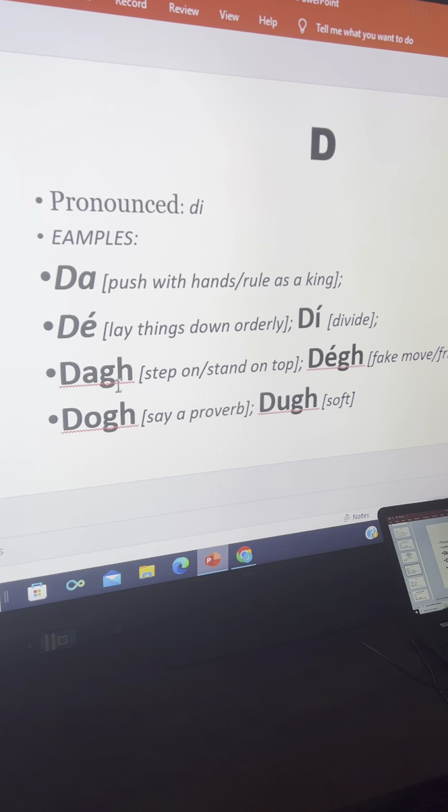So here's another example. D, A, G, He. Da. See, that's how you spell it. There is no tone mark on the D. There's no tone mark on the A. So that is step on or stand on top of.